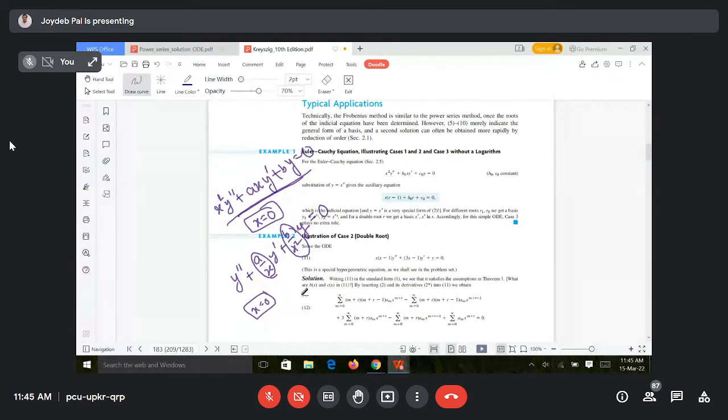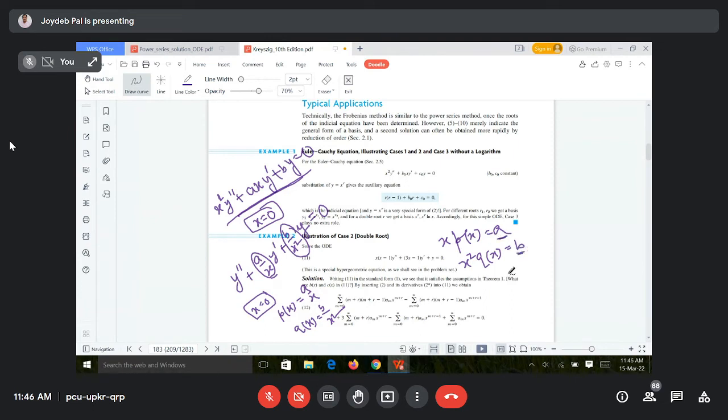Already discussed. Not ax bx like that; that problem had bx in place of a and cx in place of b. Here a is also constant. So what is px here? a by x. x is equal to 0 is singular, no doubt. Now what will x into px be? A. What will x square into qx be? B. a and b both are constant.